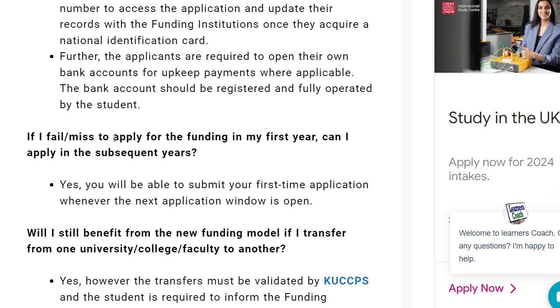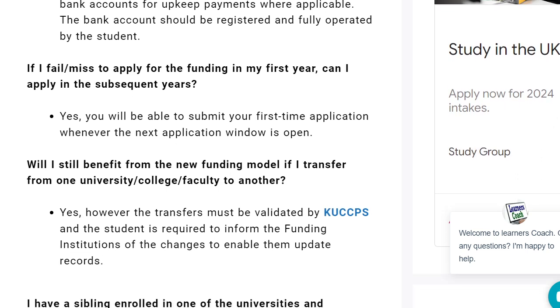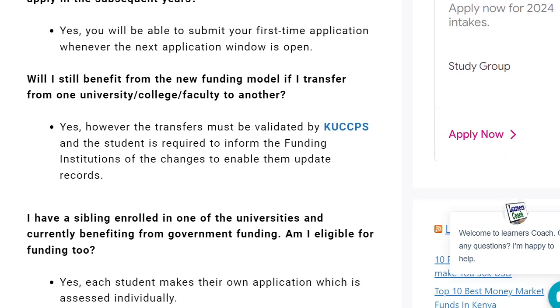The other one that I'm going through, from the questions that people have been asking: if I miss applying for the funding in my first year, can I apply later? Yes, there's the subsequent year funding, so you just need to use that. The new funding model offers two options: the first time application and the subsequent application. Will I still benefit from the new model if I transfer from one university to another? Yes. However, the transfers must be validated by the institutions, and the student is required to inform the funding institutions of the changes to enable them to update records.